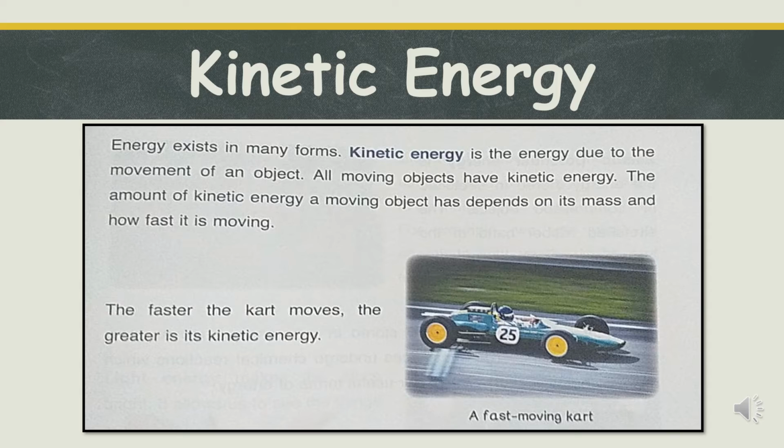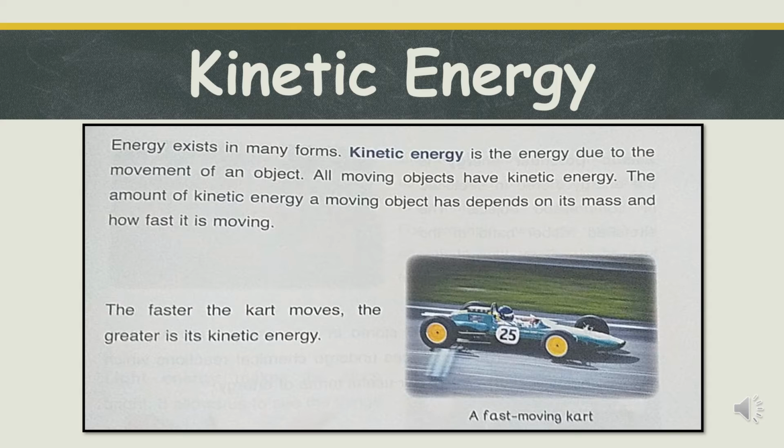Okay, let's look at the forms of energy one more time. Start with kinetic energy. Energy exists in many forms. Kinetic energy is the energy due to the movement of an object. All moving objects have kinetic energy. The amount of kinetic energy a moving object has depends on its mass and how fast it is moving.